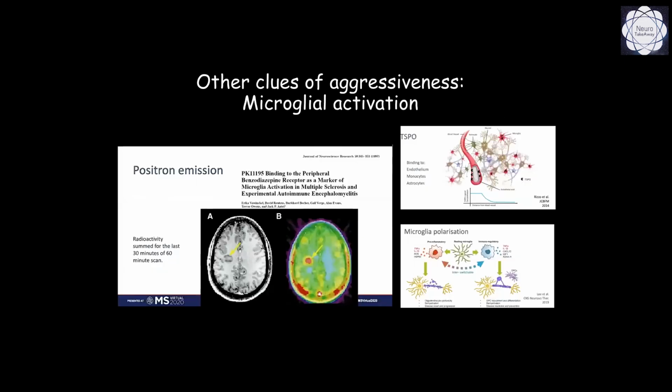Regarding the microglial activation, now we have, well, we don't have, but there exist some biomarkers that we can use with PET. This molecule, PK11195, can bind to macrophages, and so we can detect these chronic active lesions with PET.